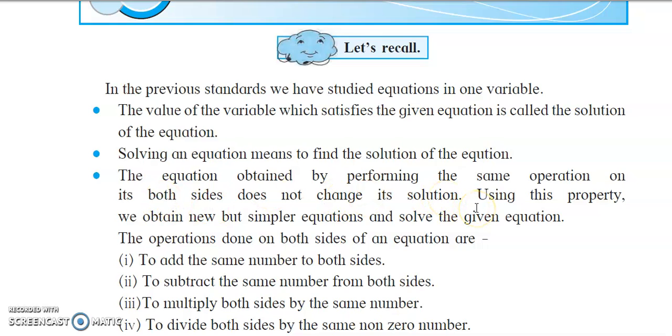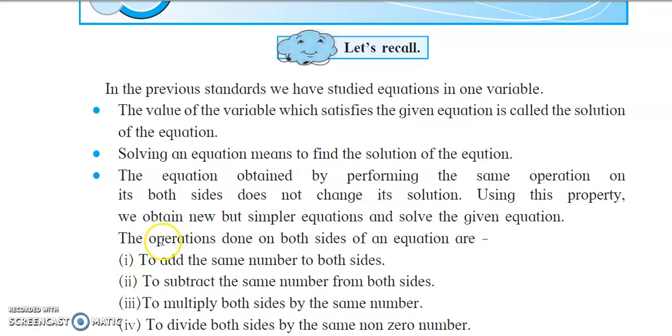Means if the operation is performed, suppose x plus 4 equals 9, then we have to find such a value of x that if we add it to 4, then we should get the result as 9. The left hand side is given as x plus 4 and the right hand side is given as 9. So both should match. Using this property we obtain a new but simpler equation and solve the given equation.